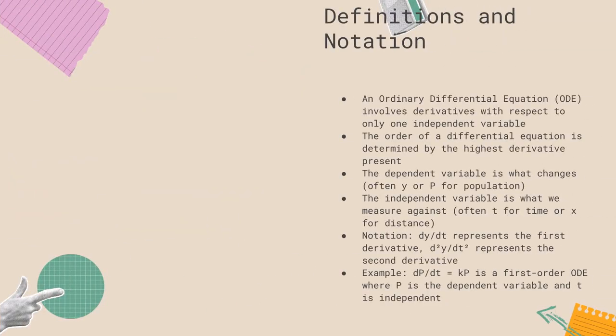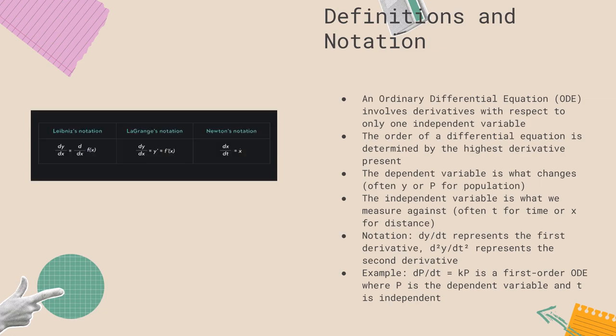An ordinary differential equation, or ODE, involves derivatives with respect to only one independent variable, often time or distance. The order is determined by the highest derivative present. For example, dP/dt equals kP is a first-order ODE, modeling population P over time t.